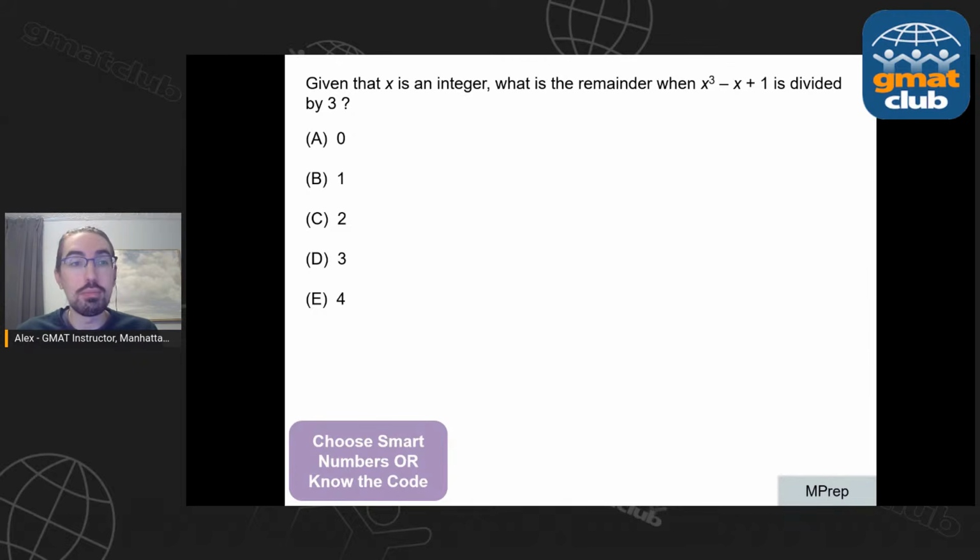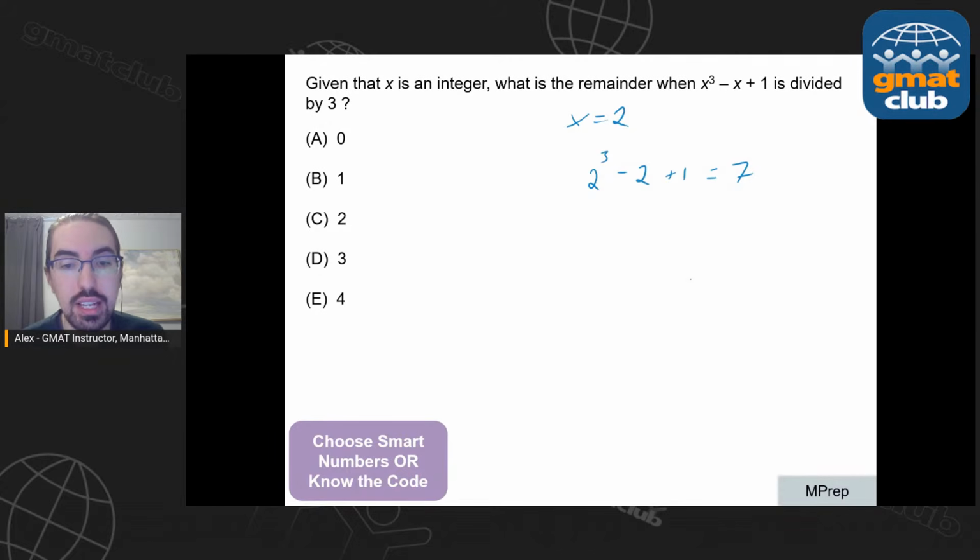So you can put anything in there. You can put 0 in there, 1. If you put 2 in there, then 2 cubed, let's say, x equals 2. 2 cubed minus 2 plus 1. 8 minus 2 is 6, plus 1 is 7. And the remainder is 1 when we divide by 3.